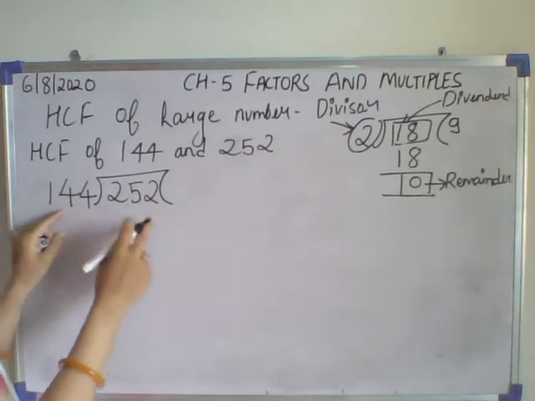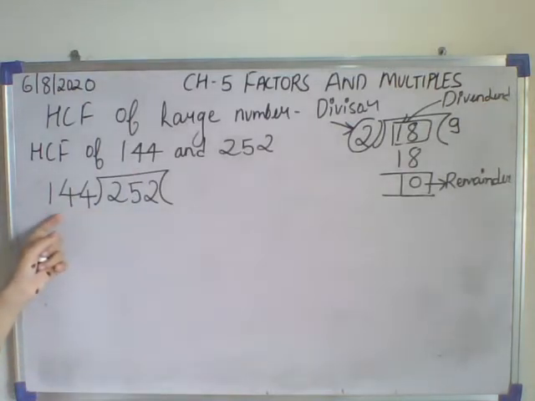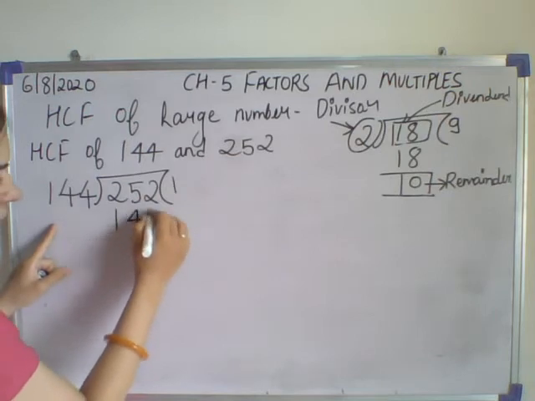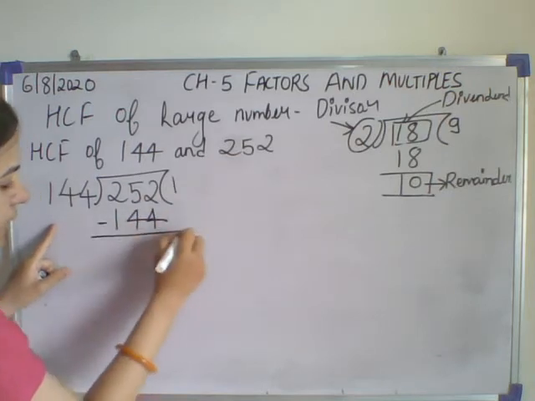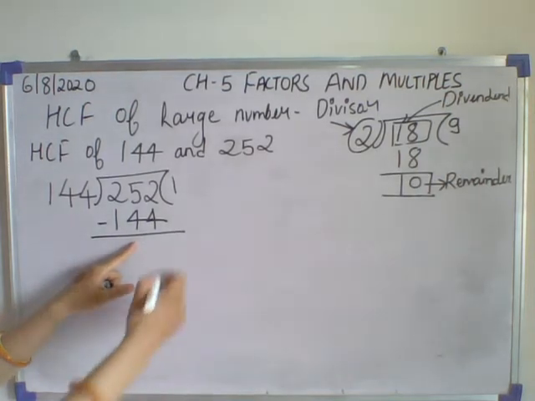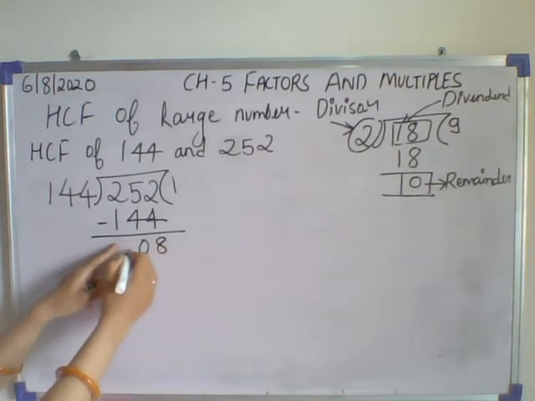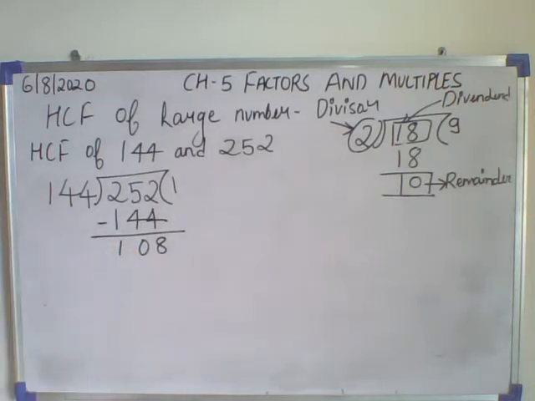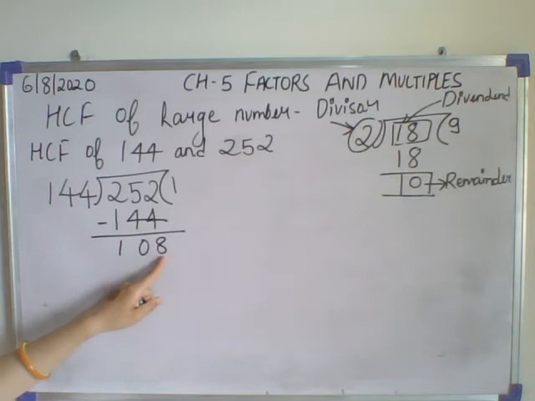Now you have to divide it. The division we have discussed in the previous chapter, you know how to divide. So 144 ones are 144. Now you have to subtract it. If you subtract it, you will get 8, 0, and here you will get 1, 108. 108 is the remainder.